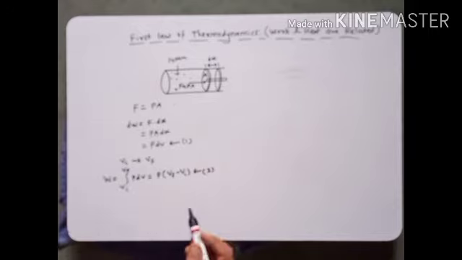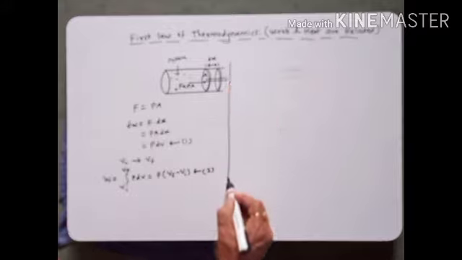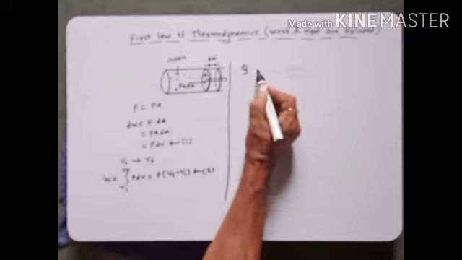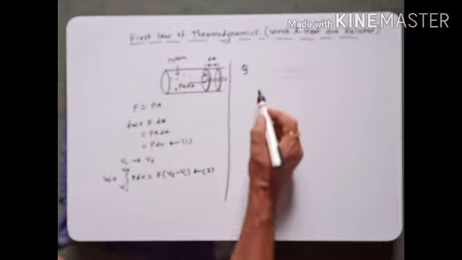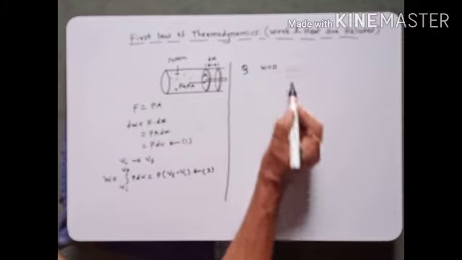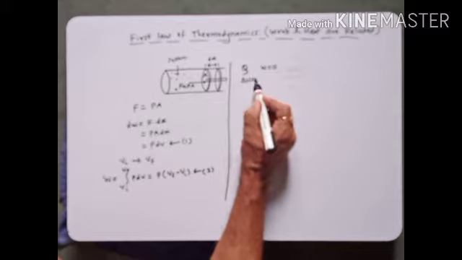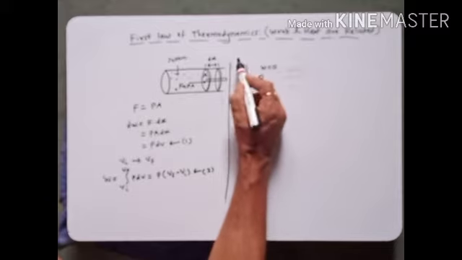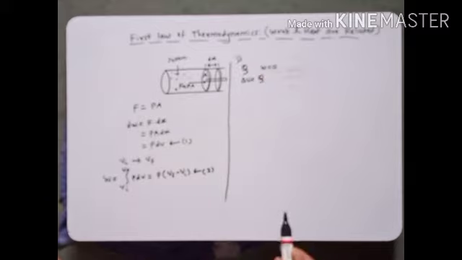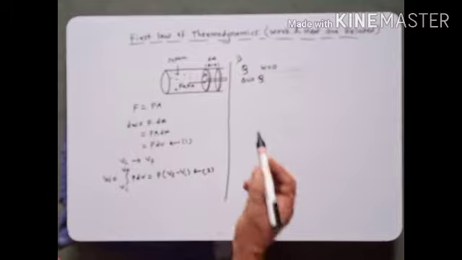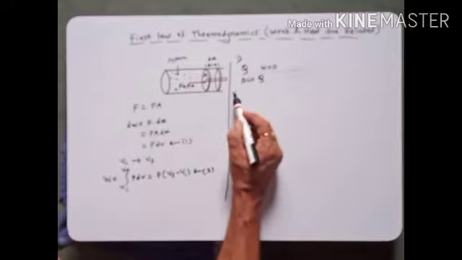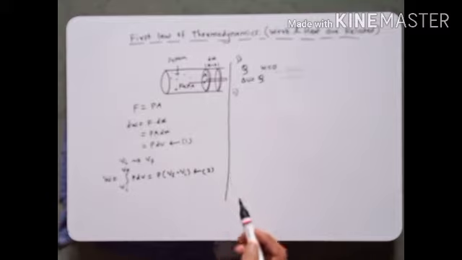When Q is heat added to the system and the system does not do any work, we consider two cases. Q is heat added and the system does not do work, W is equal to 0. Then the change in internal energy delta U is equal to Q. This is the first case. Q is the amount of heat added, W is equal to 0, then delta U is equal to Q.